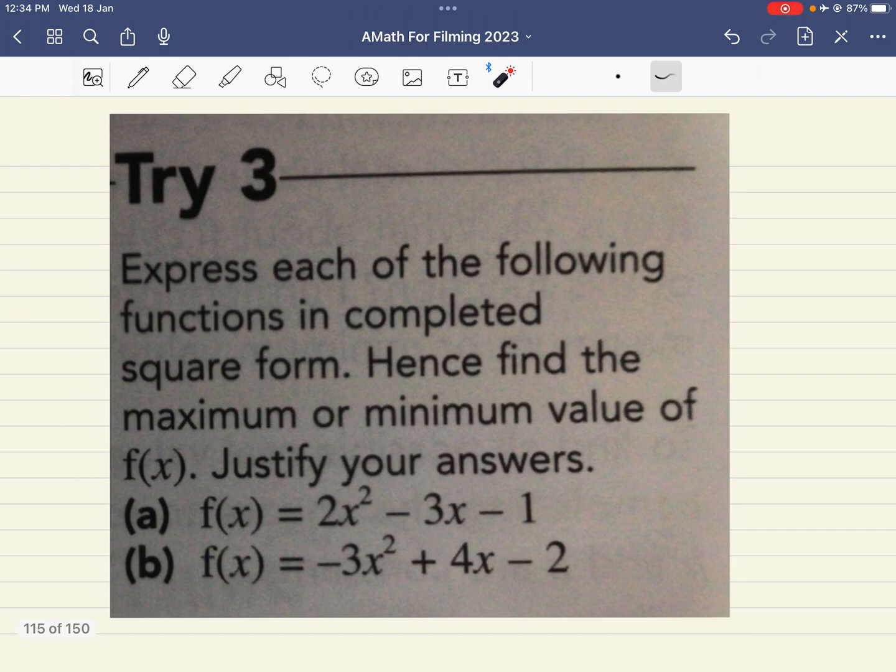Okay, time for you to pause the video and go and try 3. I will show you the answers in a few moments. Okay, and now we're going to proceed in 3, 2, 1. Let's go.